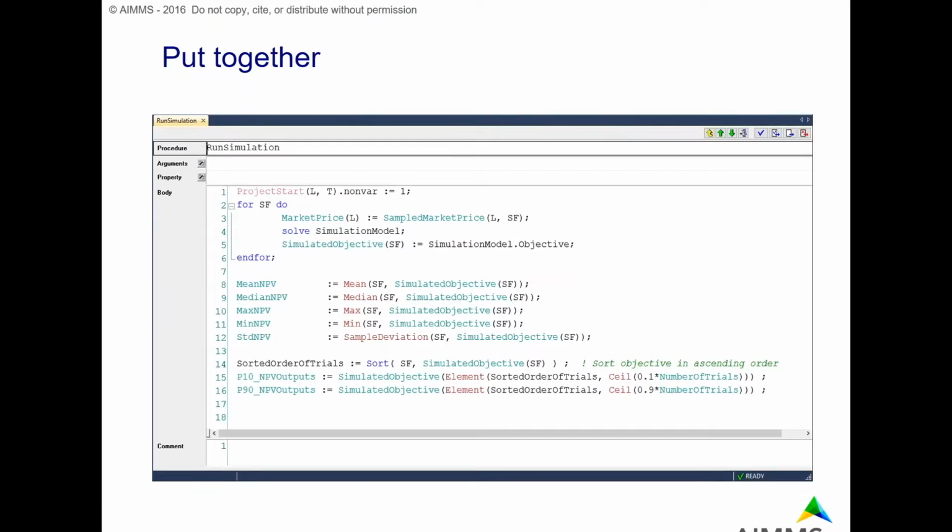So let's put together what we have done so far. This is the whole run simulation procedure. First, we fix the decision at its current value, so optimization won't change it. Then for each sample we generated, we first update the parameter we use in the model, and then we run the optimization, take the simulated objective function, and following that we calculate the statistical data we're interested in.